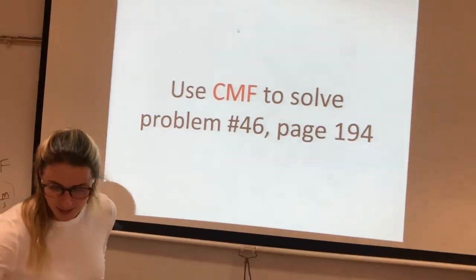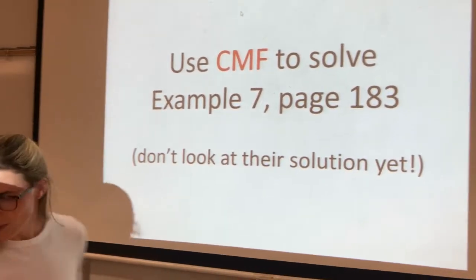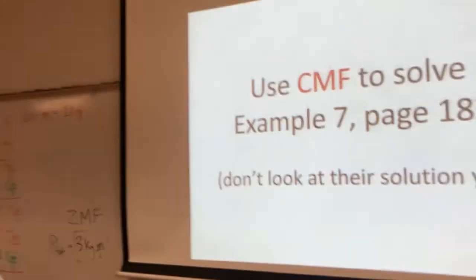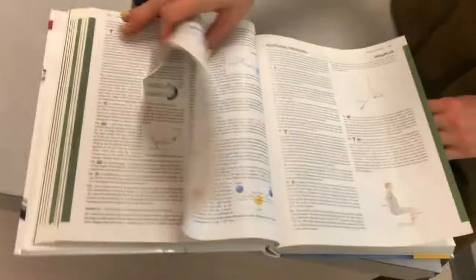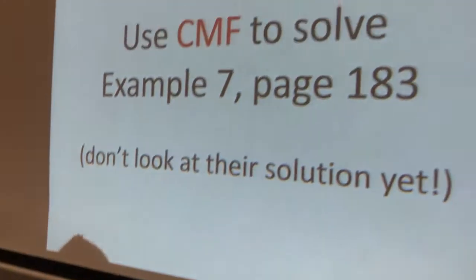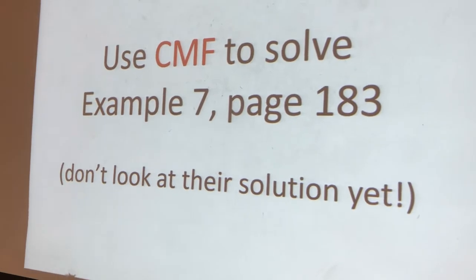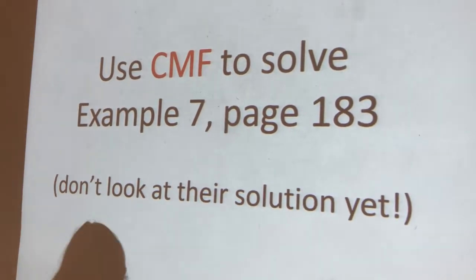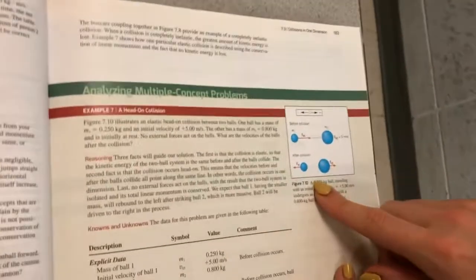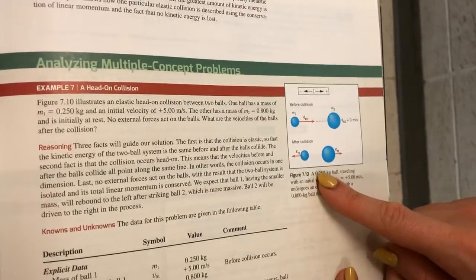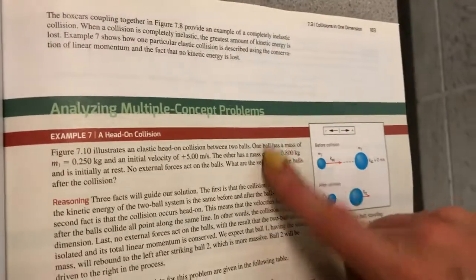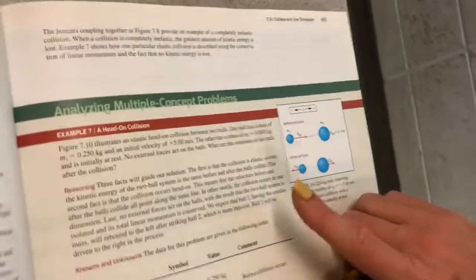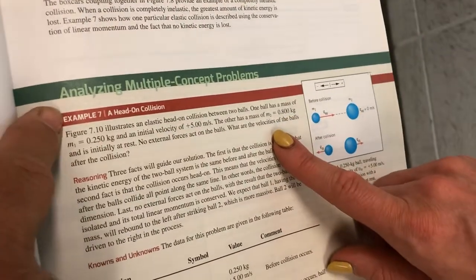Okay, so we've already done that one. Okay, go to page 183 now. And you're gonna look at example 7. Now, when you get here, don't look at the solution yet. If you want to, you can go ahead, but you'll hate yourself. It's not gonna be fun. So you're going to just answer the question. You're gonna read through, and you are gonna use the ZMF, what we've been talking about, to answer the question.